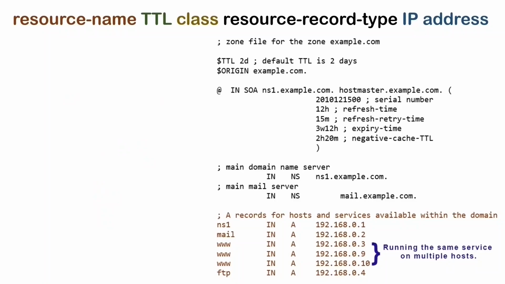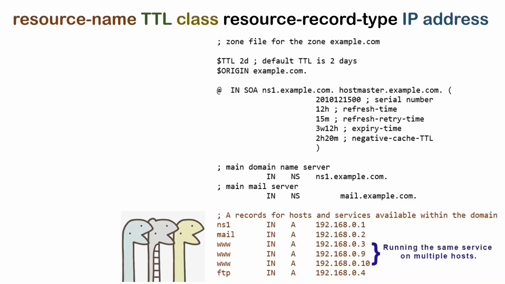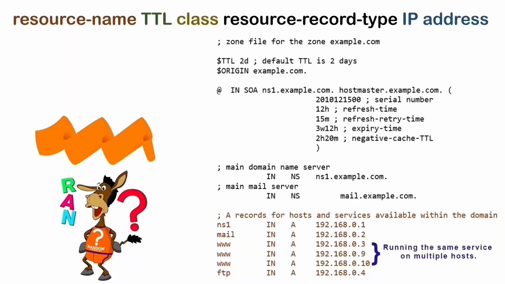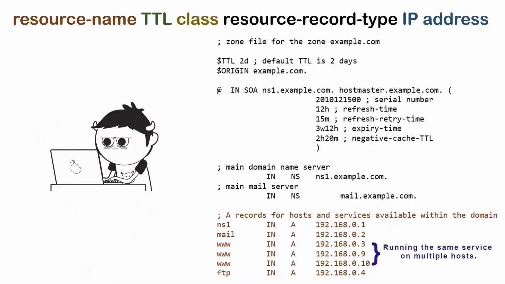If we map multiple IP addresses with the same name, DNS provides an IP address for the name in a round-robin or random order. You can define this order by configuration directives.